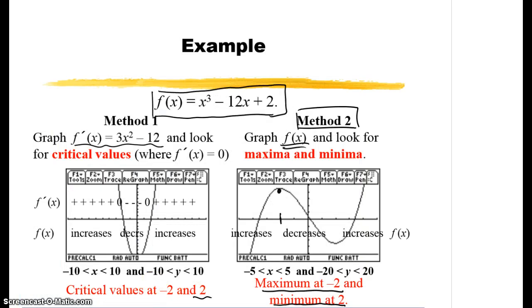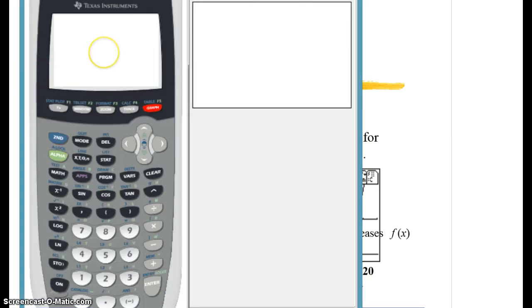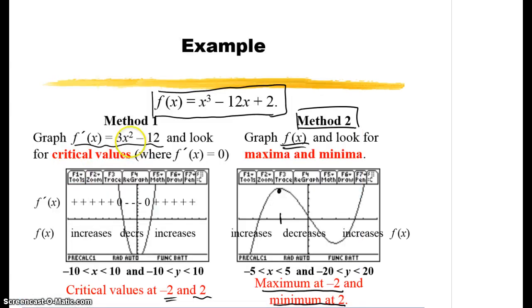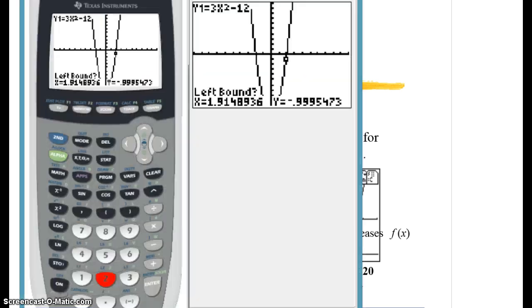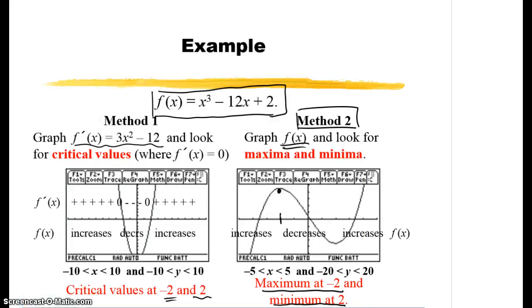Okay, 2. The other one, -2, is also found the same exact way. Let's do it really quick here. You do second, calc, 0, and you want to go to the left of your 0. There, I'm to the left of it. I'll scroll one more just so that I'm more to the left, and then get to the right of it. There is good, and the 0 is at -2. So that's how we get those two values.